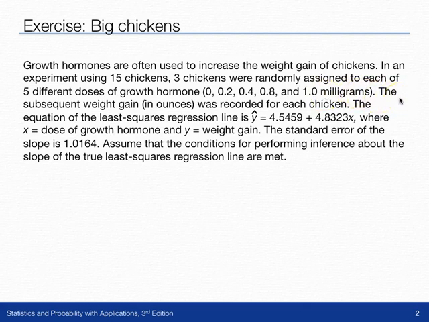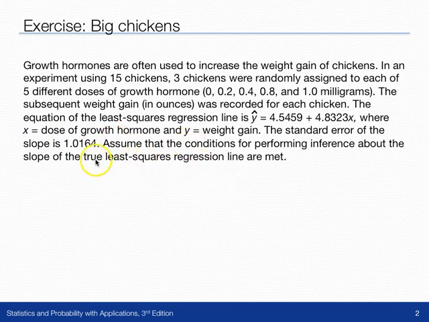The subsequent weight gain in ounces was recorded for each of the chickens, with the equation of the least squares regression line being y hat equals 4.5459 plus 4.8323x, where x was the dose, one of these 5 numbers, the dose of growth hormone, and y was weight gain. So we're predicting the weight gain from the amount of the dose that they got of the growth hormone.